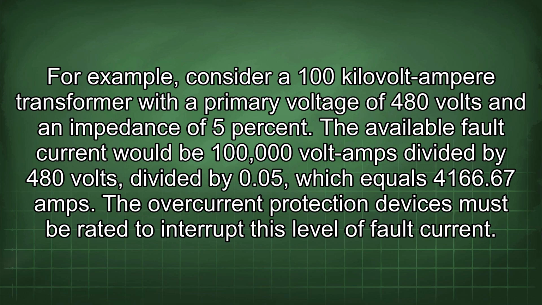For example, consider a 100 kVA transformer with a primary voltage of 480 volts and an impedance of 5%. The available fault current would be 100,000 volt-amps divided by 480 volts divided by 0.5, which equals 4,166.67 amps. The overcurrent protection devices must be rated to interrupt this level of fault current.